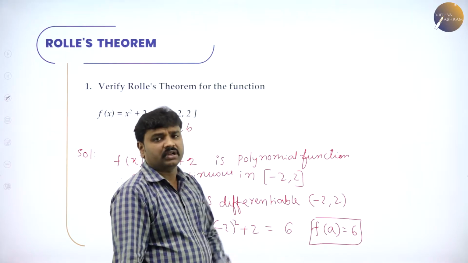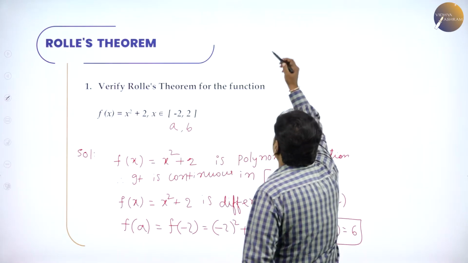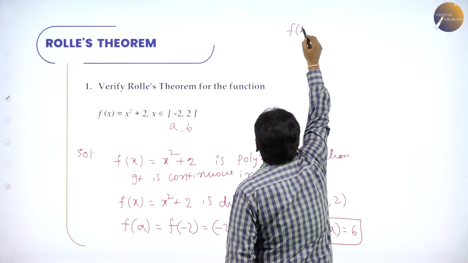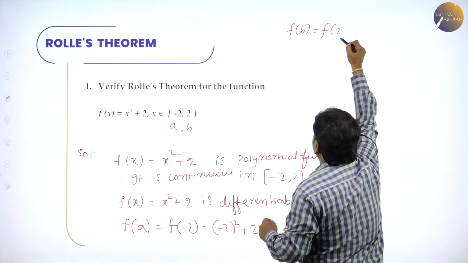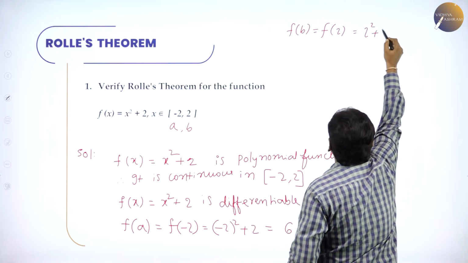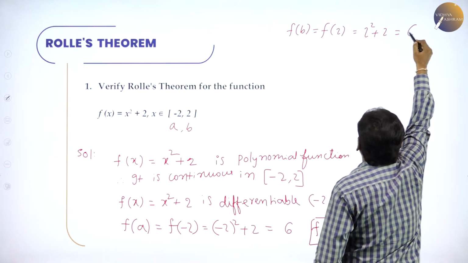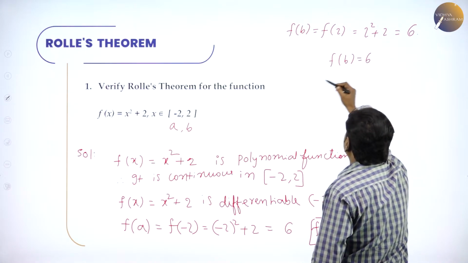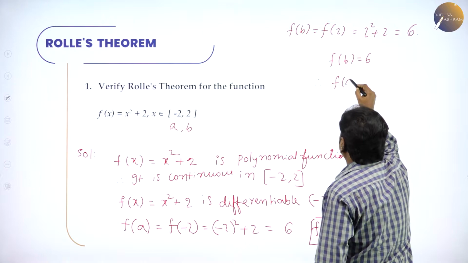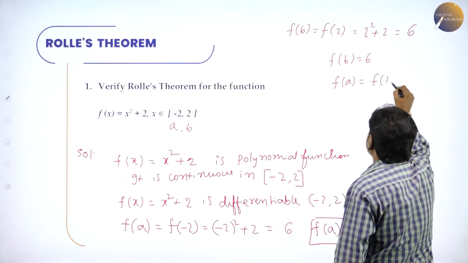Now we need to find f of b. F of b means f of the upper limit. What is the upper limit? F of 2. What is f of 2? That is 2 square plus 2, that is 4 plus 2, 6. So f of b is also 6. Therefore, f of a value and f of b value are the same.